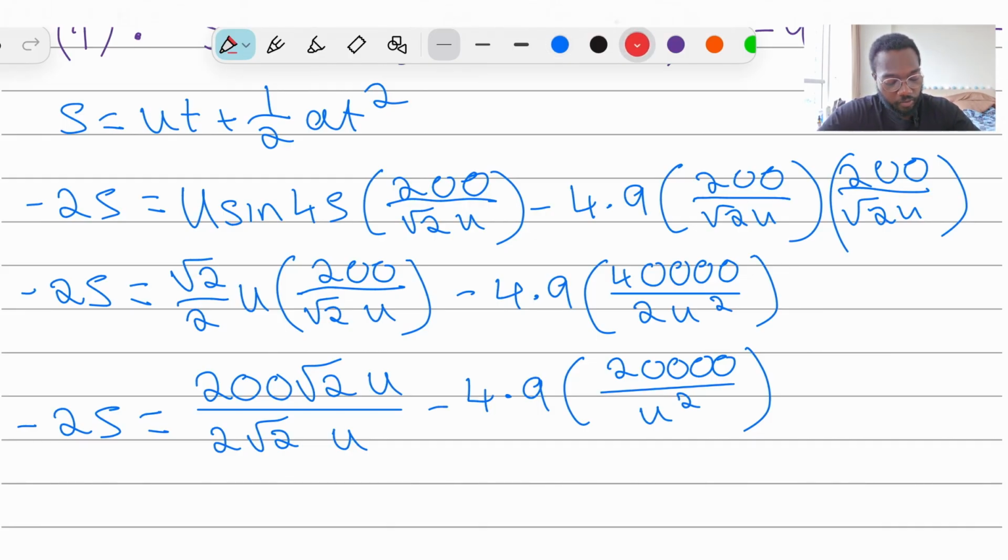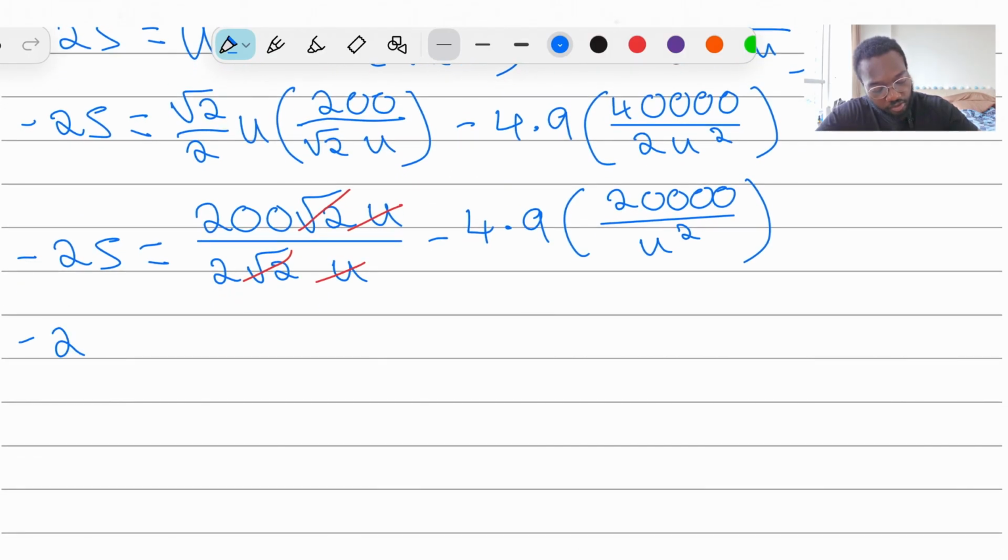Now we can also simplify this side down as well. We can get rid of the root 2, get rid of the u's, and then 200 over 2 is just 100. So we've simplified this down now. This will be minus 25 is equal to 100, and then that's just minus 4.9, and then actually we have that 20,000. So let's start working out the 20,000. 4.9 times 20,000. What would that value be? That would be 98,000 over u squared.